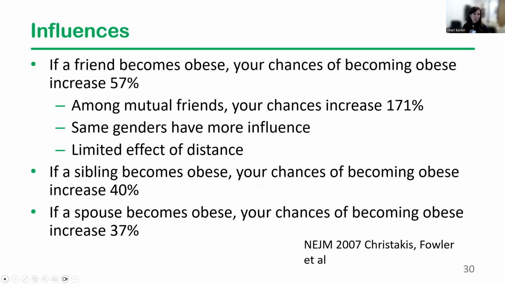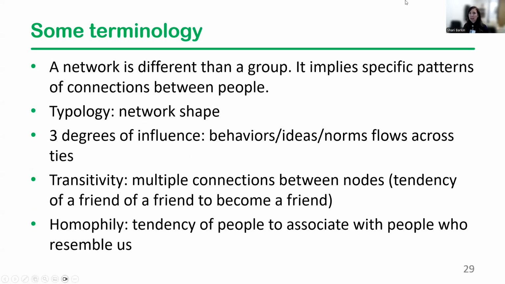And so specifically, I want to explain a little bit about social networks because we use it intentionally in our behavioral interventions, and I'll tell you why in a minute. So I want you to understand what it is. A network is different than a group. It implies a specific pattern of connections between people. The typology is the shape. I know we've heard of 6 degrees of separation, but in social networks, it's 3 degrees of influence, where you look at behaviors and ideas and norms that flow across ties.